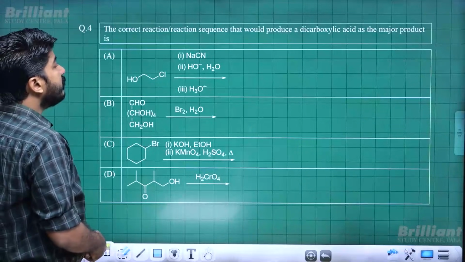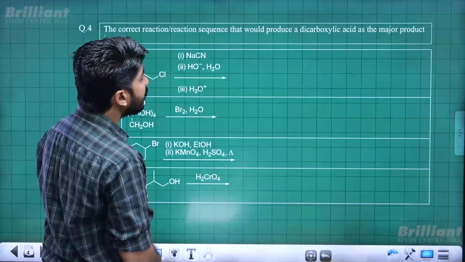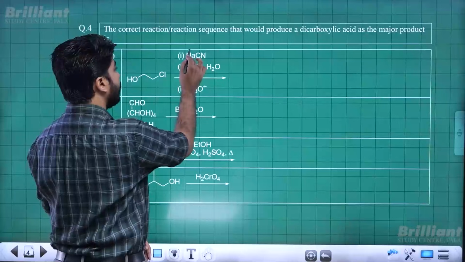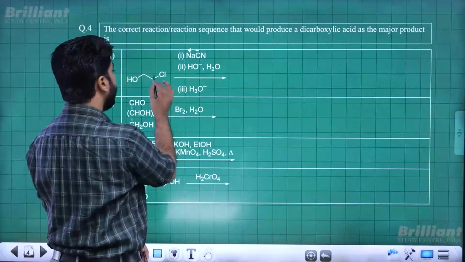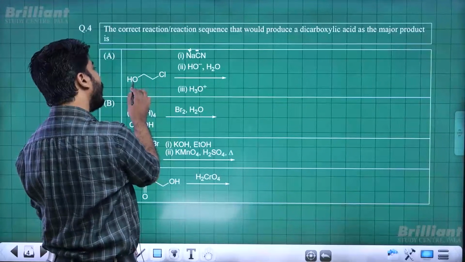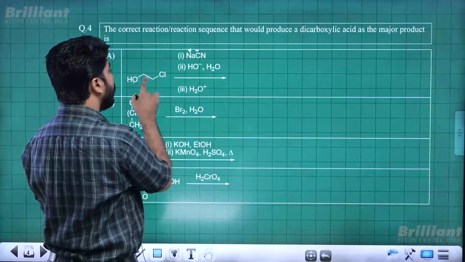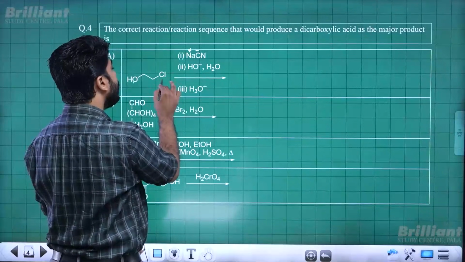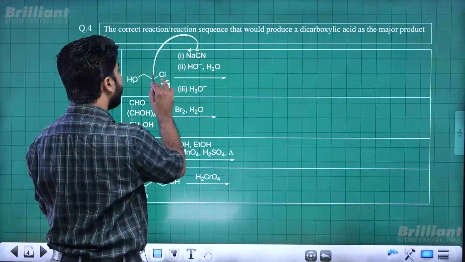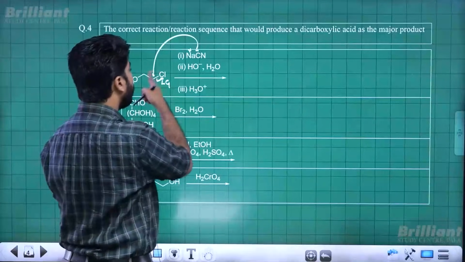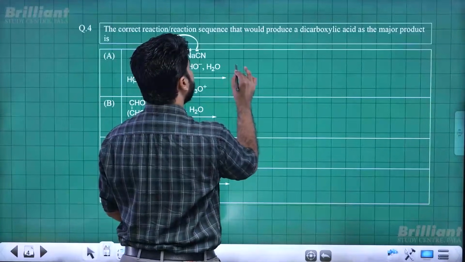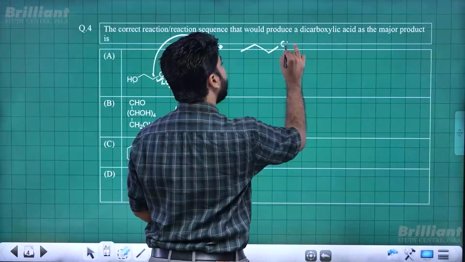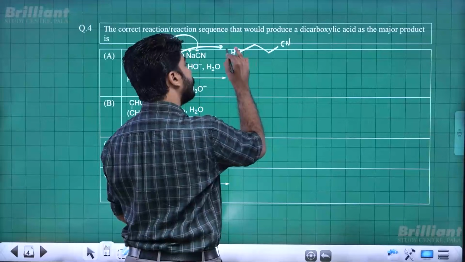The correct reaction that would produce a dicarboxylic acid as the major product is, first reaction, let's see, we are applying sodium cyanide onto a compound which contains alcohol and halogen group. Okay, so this is a halohydrin. So in the halohydrin, halogen is the leaving group and cyanide is a very good nucleophile. So SN2 reaction will occur at the halogen center and firstly we will get a compound of this form where the hydroxyl group still remains over there.